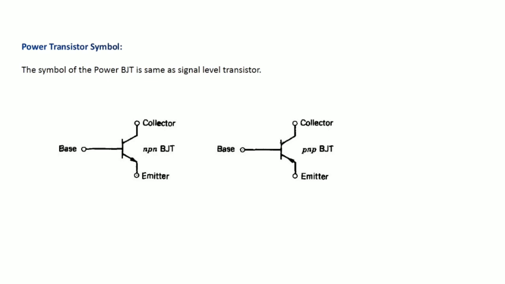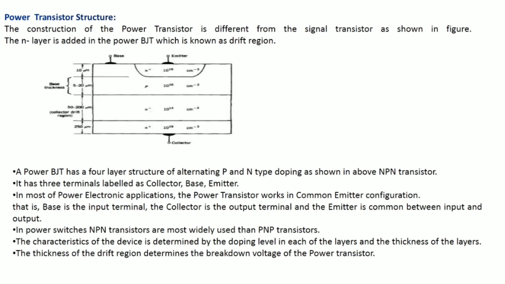There are basically two types, PNP and NPN transistors, with the three terminals: emitter, base and collector. Here is the construction or structure of the power transistor. It is just like your normal transistor, but an N layer is added in the power bipolar junction transistor, which is called the drift region. The power transistor has four layers, alternating P and N type doping material, as shown in the diagram. Basically, the power transistors mostly used are NPN type rather than PNP types.